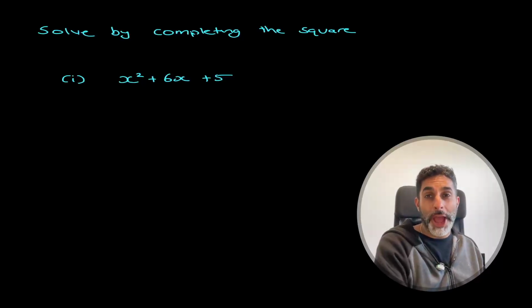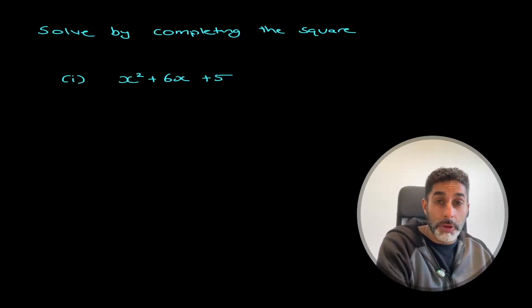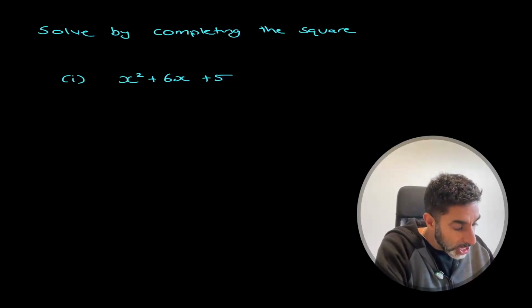So let's figure out how to do this. Our first question is x squared plus 6x plus 5, and I'm asked to solve this by completing the square. So let's learn how to do this.